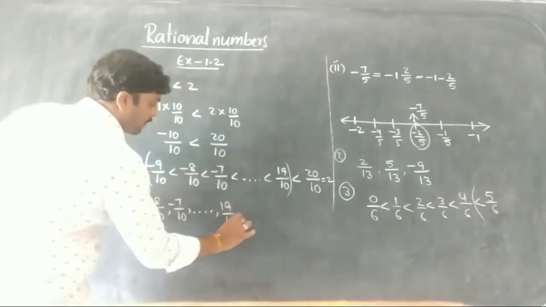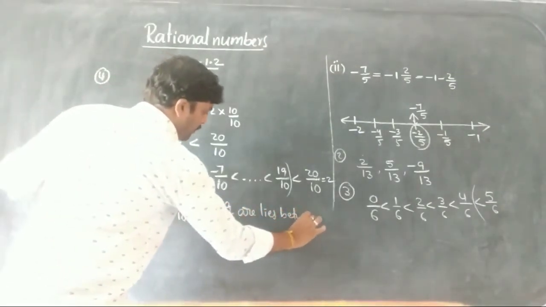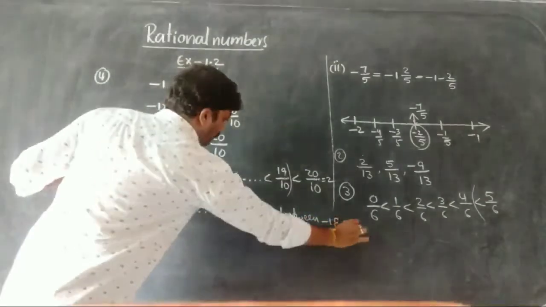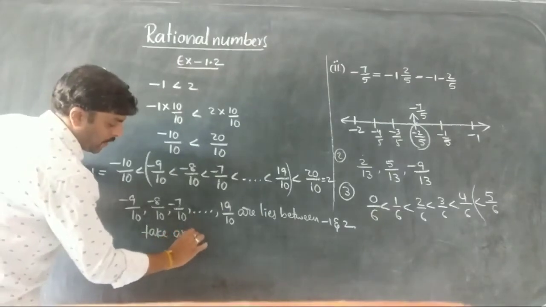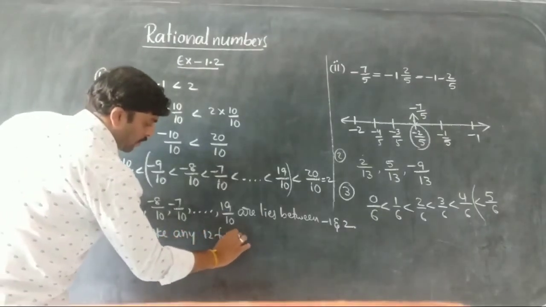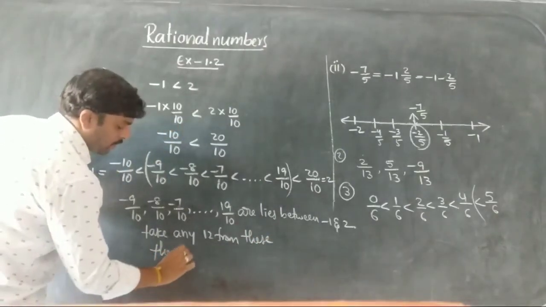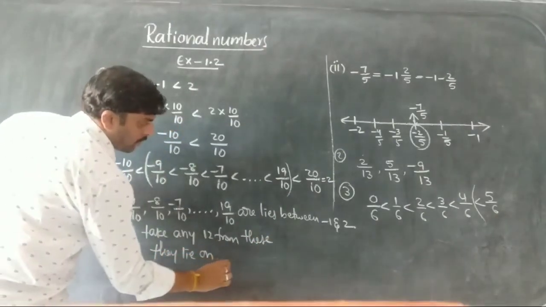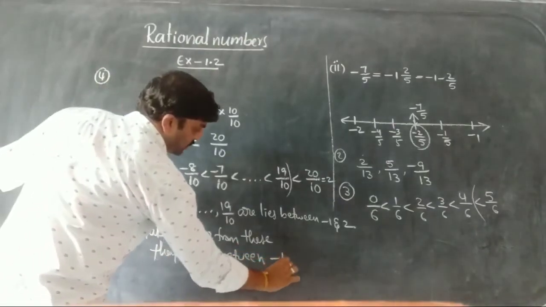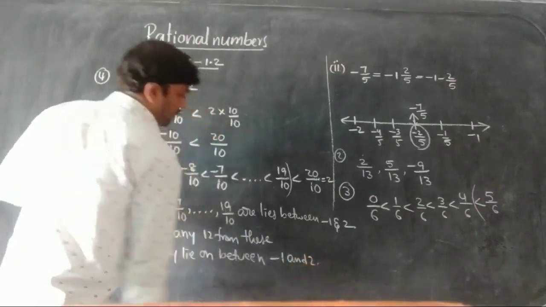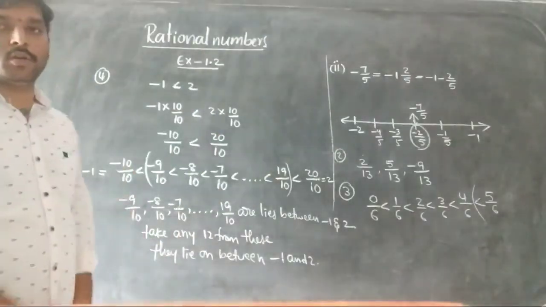Minus 9 by 10, minus 8 by 10, and so on up to 19 by 10 lie between minus 1 and 2. Take any 12 from these. They lie between minus 1 and 2. So this is the fourth question.